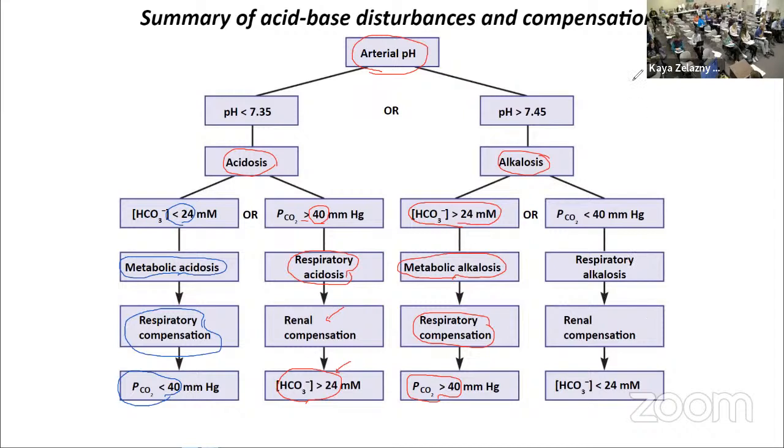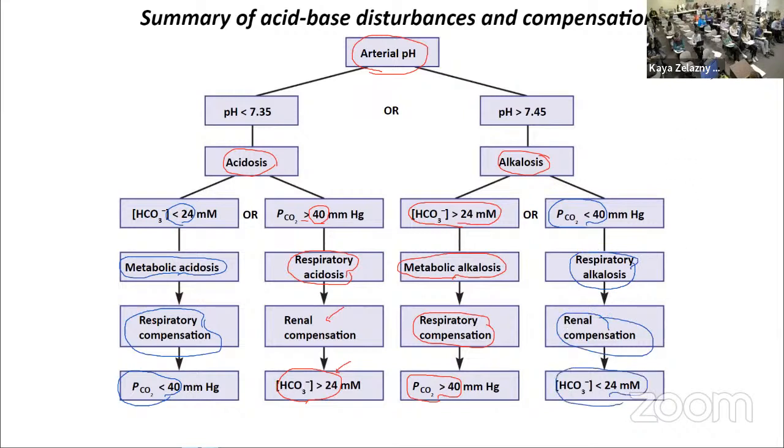Okay. But we could have the reverse going on, right? So we could have alkalosis due to a low partial pressure of CO2, lower than it should be. So this means we have not enough acid in our blood. Okay, so this would be respiratory alkalosis because it has to do with CO2. So your kidneys would compensate by adjusting the bicarbonate.